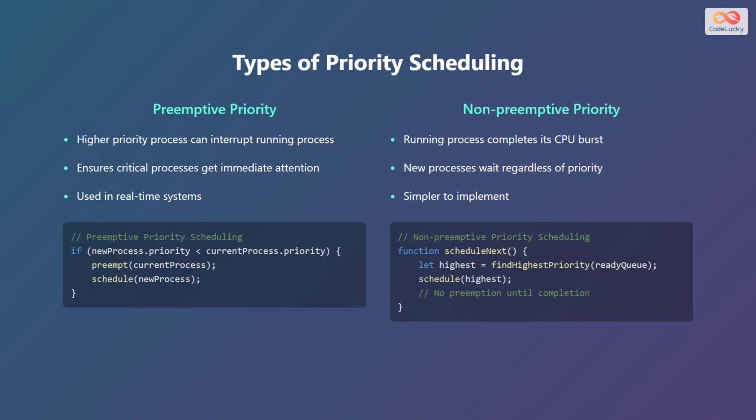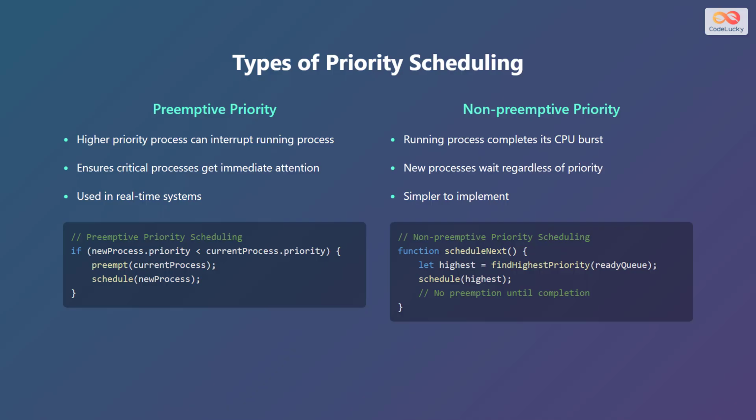Now let's explore the two main types of priority scheduling: preemptive and non-preemptive. First, preemptive priority scheduling means that a higher priority process can interrupt a running process. If a critical task comes along, it can immediately take over the CPU, ensuring critical processes get immediate attention. Preemptive scheduling is often used in real-time systems where immediate response is crucial. The code snippet here illustrates this concept, where a new process with higher priority can preempt the current process.